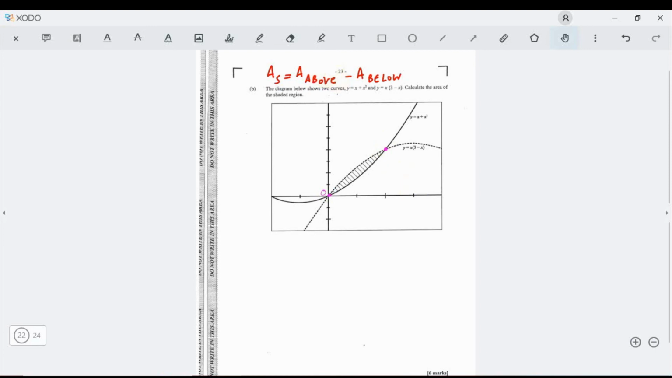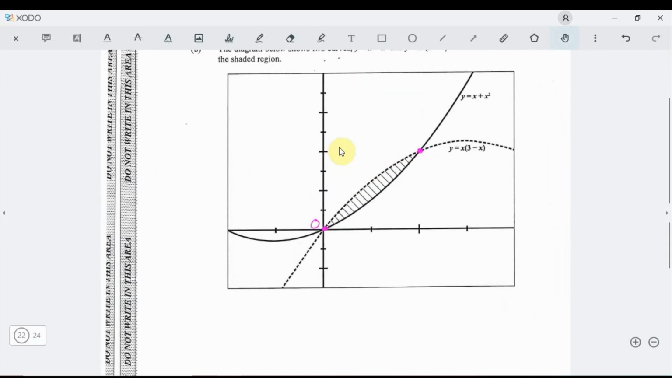That's all the space they gave us? Whoa, that's so harsh. So we have to find the points of intersection. So first, for intersection, we need to go ahead and solve 3x minus x squared equal to x plus x squared.